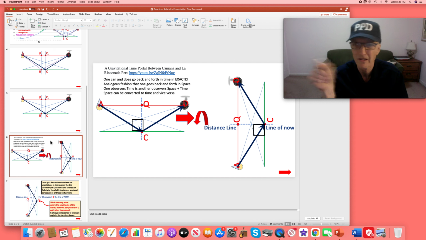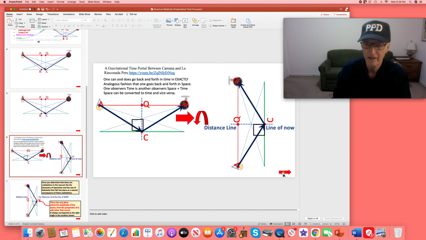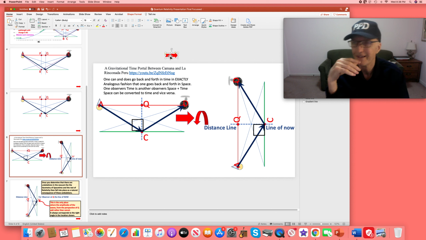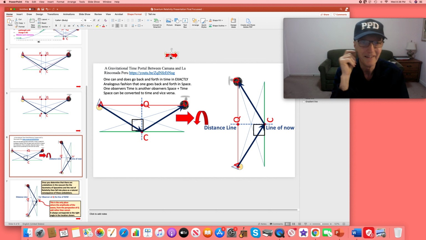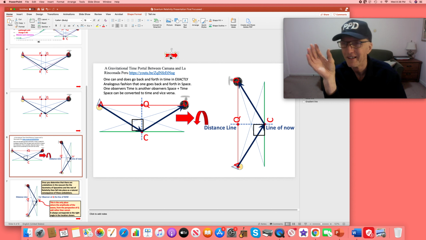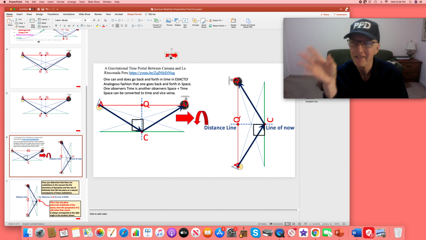I probably did more expressions that are true in this playful presentation entitled, and I have it right here. I'll get my handy wand there. A Gravitational Time Portal Between Camana and La Rinconada, Peru. It sounds like science fiction, that's crazy. But the funny thing is, there really is a time portal between Camana and La Rinconada, Peru. And if you really look at it, it's a time portal.